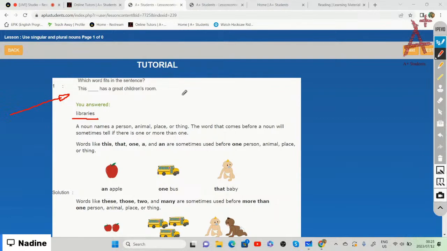So is it "this library has a great children's room," or "this libraries has a great children's room?" We need to choose the correct word, especially if you look at the word this, right?